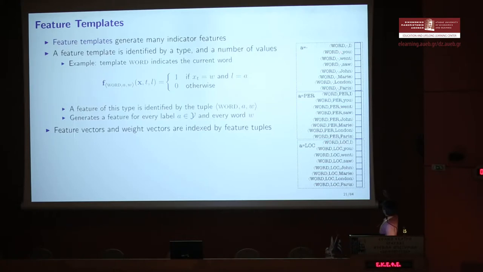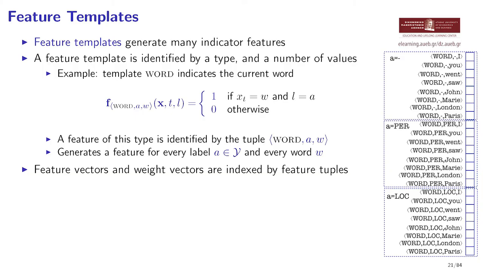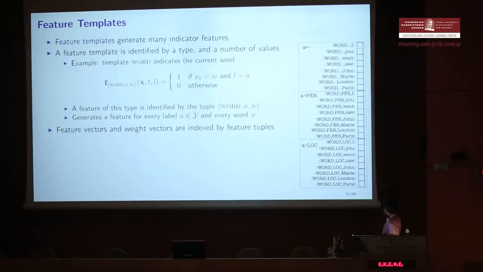So this is the word template. If I have the words I, you, when, so, John, Mary, London, Paris, then for each of the labels I have one feature related to that. This feature here is capturing whether the current word is John and the candidate label is nothing, while this feature here is capturing whether the current word is Mary and the label is location, right? And this is capturing whether the current word is Mary and it is assigned as person. So depending on the word and the candidate label, the function will put a one in one of these. This feature template will generate as many dimensions as there are words and labels in my problem.